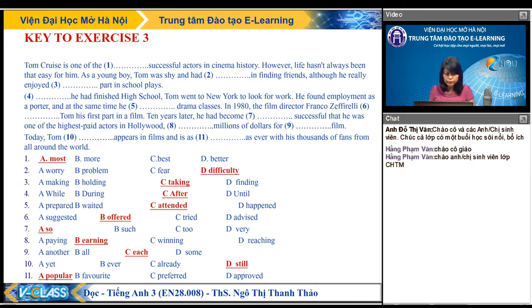Number 10. Tom today. Tom appears. Tom appear is okay. So what? Already appears? No. Ever appear? No. Seen. His scene appears in film and is a popular. Is as popular as, right? With his thousands of fans from all over the world.